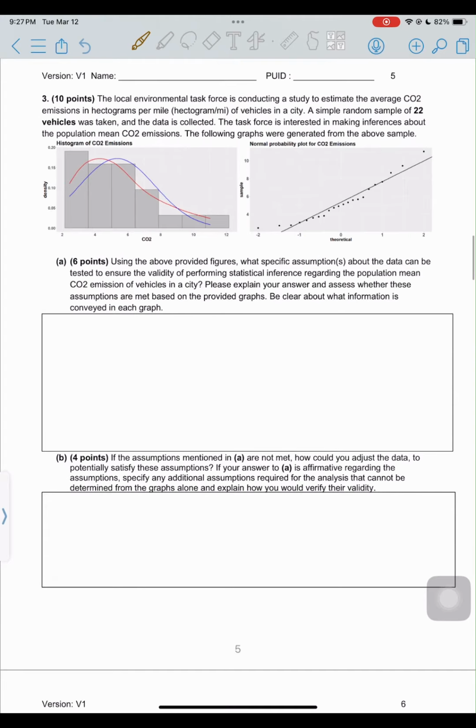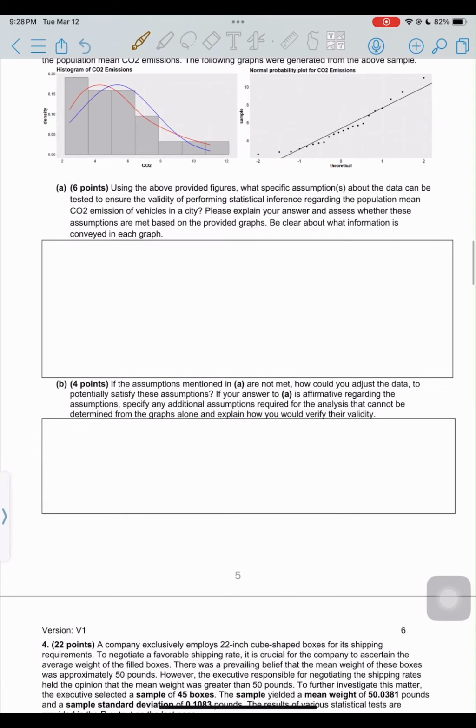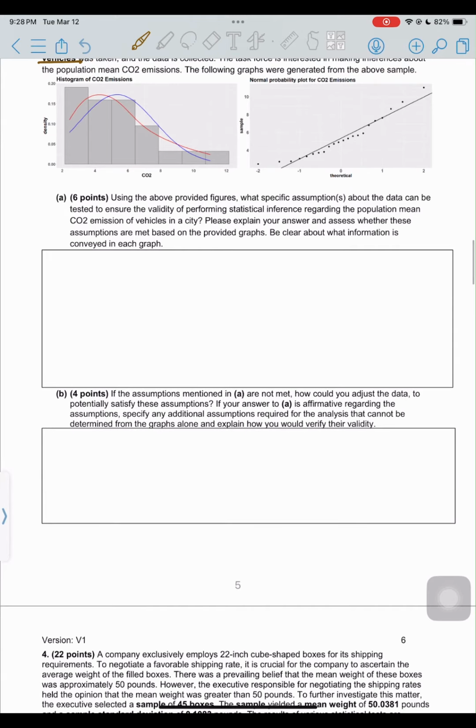Okay, this question asks, the local environmental task force is conducting a study to estimate the average CO2 emission. A simple random sample of 22 vehicles was taken, and the data is collected. And the following 2 graphs are histograms and normal probability plot. Okay, using the above provided figures, what specific assumption about the data can be tested? And please explain your answer and be clear about what information is conveyed in each graph.